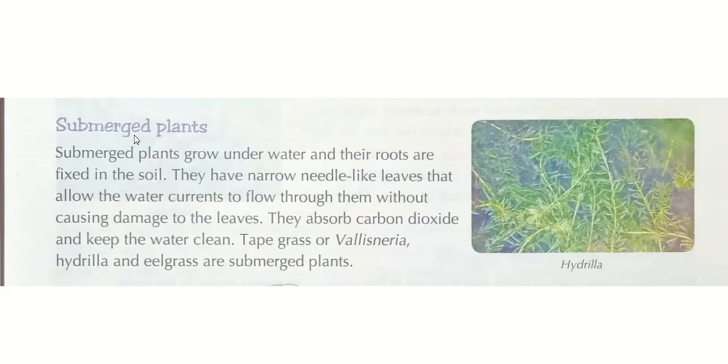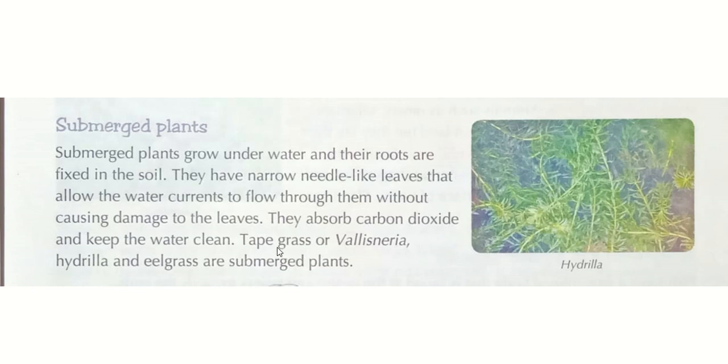Next is submerged plants. Submerged plants are plants that grow underwater and their roots are fixed in the soil. They have narrow, needle-like leaves that allow the water currents to flow through them without causing damage to the leaves. They absorb carbon dioxide and keep the water clean. Tape grass or Vallisneria, hydrilla, and eelgrass are submerged plants.